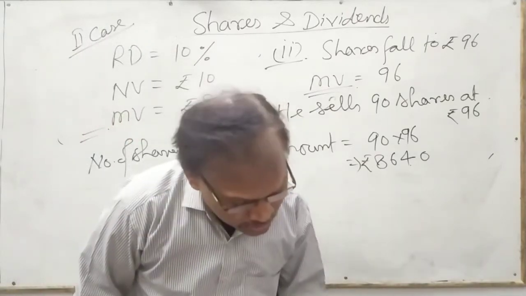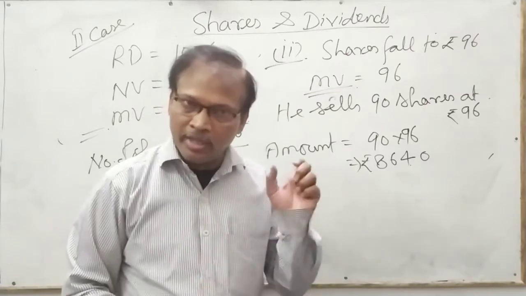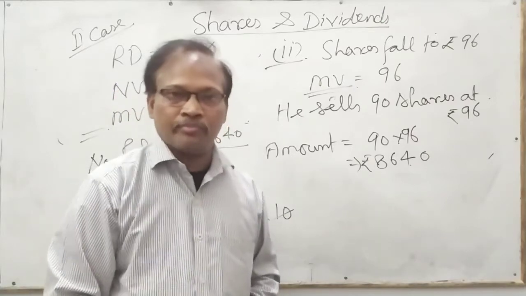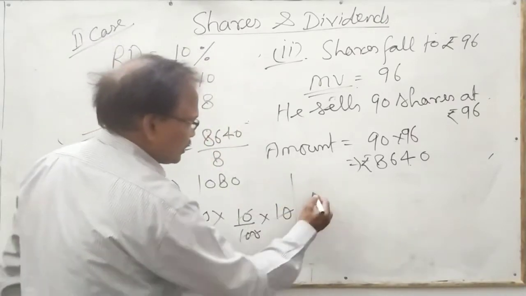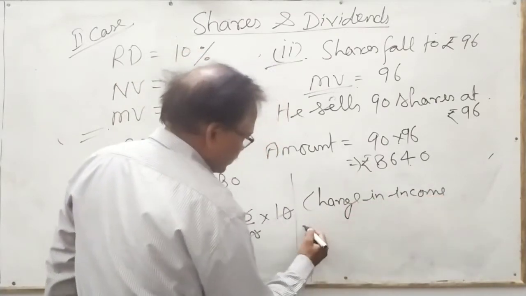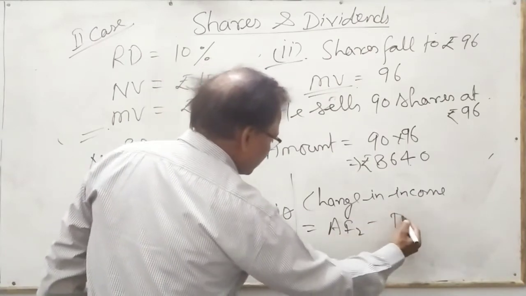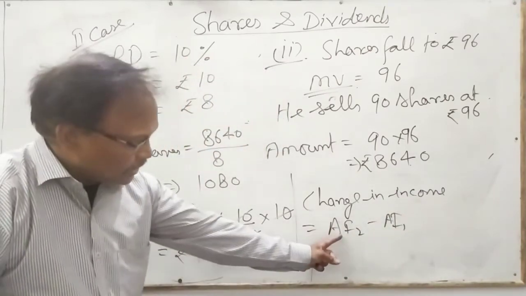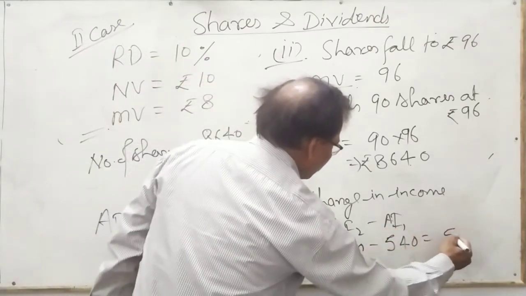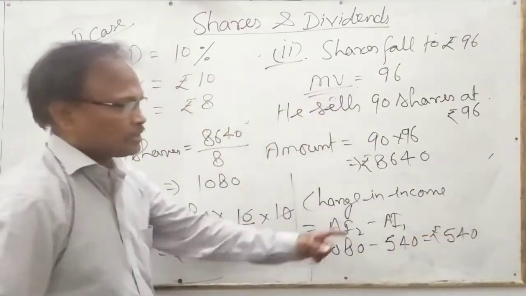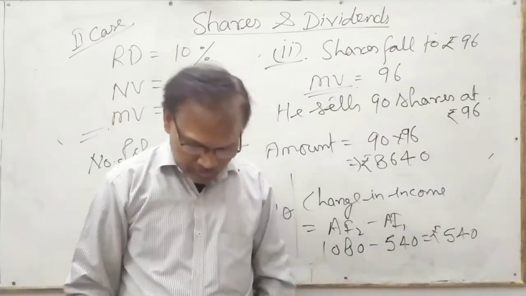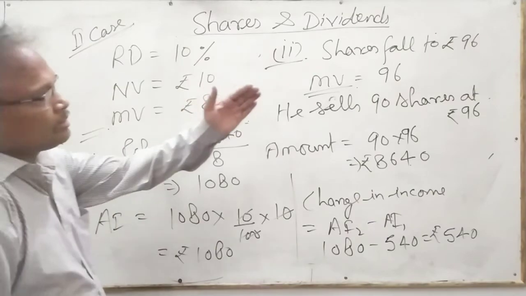Asking the change in his annual income. तो पहला annual income कितना था? ₹540 and second annual income is 1080. So what is the change? You take the minus, means change in income is equal to AI2 minus AI1, मतलब the second annual income minus first annual income. So 1080 minus 540, it will be 540 rupees. This is the change in his annual income. So by this way you can get the values after applying the formula.